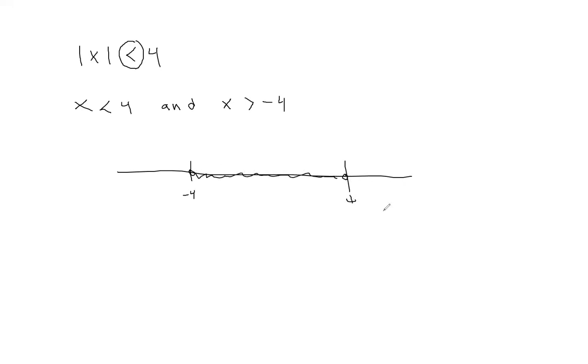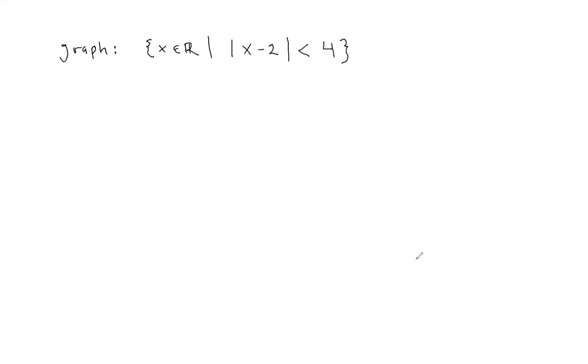Okay, let's take a look at a scenario where I've got a little bit more going on inside my absolute value. Now remember, this is set builder notation. This first part is telling me my domain. This is just saying that my domain is the real numbers. Then this is the part that I'm graphing. So what this is really doing is saying graph x, absolute value of x minus 2 is less than 4, and my domain is real. So don't be confused by our set builder notation.